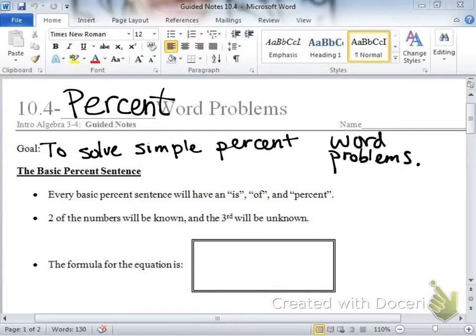So they'll be in pretty much the same form every time. We're going to set up a proportion, and then we're going to solve it. Sounds pretty fun, doesn't it? Tomorrow we're going to look at more specific percent word problems. I'm going to take out the word simple because that's where it gets a little harder. So we're going to talk about this as well tomorrow. We're just going to get a little bit more specific with what we're talking about.